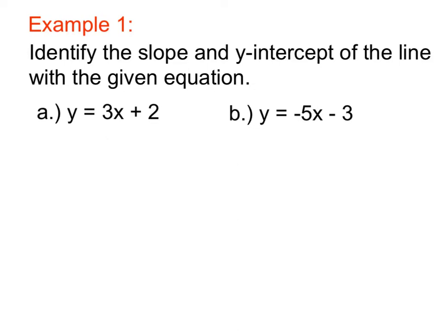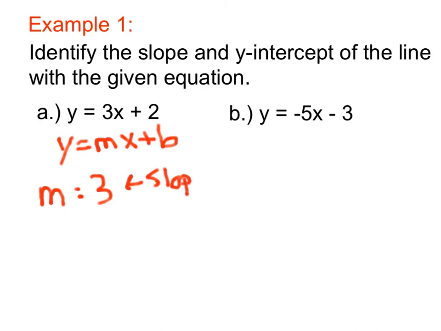So if we have this y equals 3x plus 2, well, if we use y equals mx plus b, our m, whatever's in that m position, is 3, which is our slope. So this is also the slope. And whatever's in the b position is the y-intercept. And that happens to be 2. And this was going to be the y-intercept.